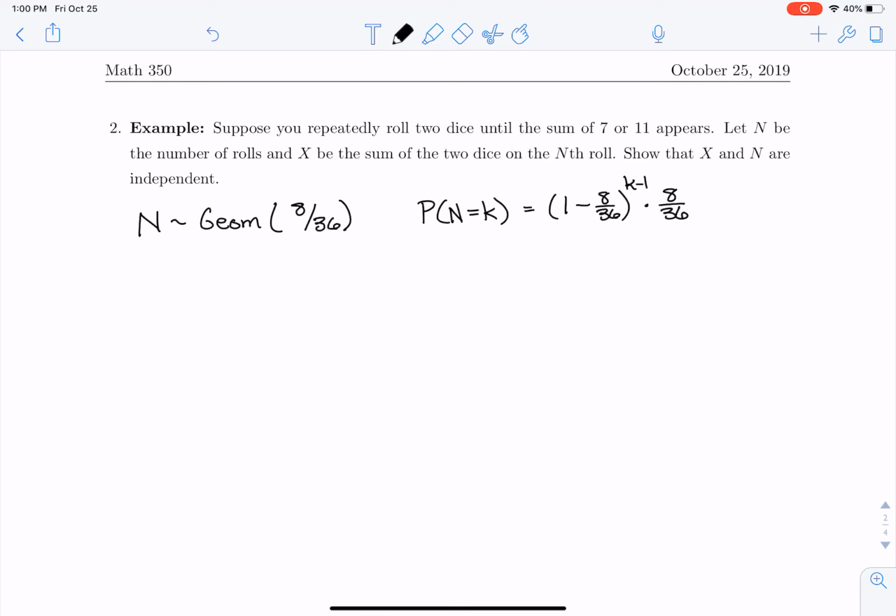Now we're going to look at what the probabilities for x are. X only has 2 outcomes. The final roll, if we're going to keep rolling until a 7 or 11 appears, can only equal 7 or 11. Now the probability that x equals 7 is really the probability that x equals 7 given that the final roll x is 7 or 11.